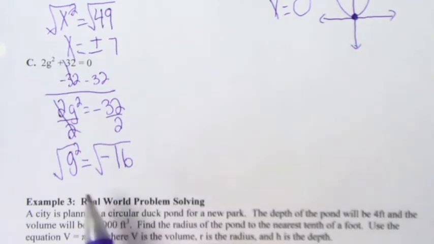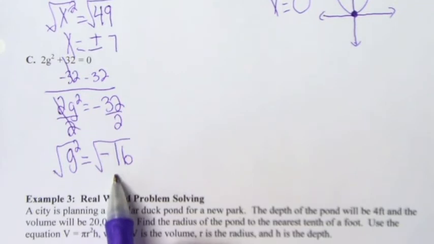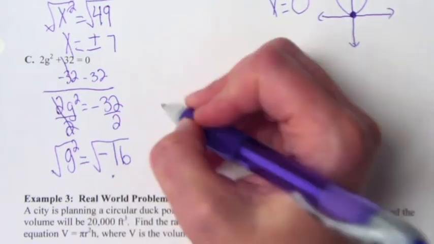So if you come to this step and you're trying to take a square root of a negative number, any ideas on what that might be? We can't change it to a positive. No solution. It's a no solution.